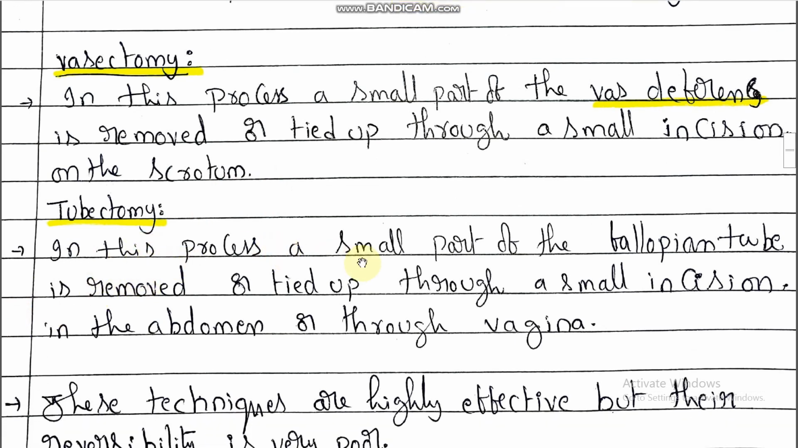Next, tubectomy. In this process, a small part of the fallopian tube is removed or tied up through a small incision in the abdomen or through the vagina. That is called tubectomy in the females.